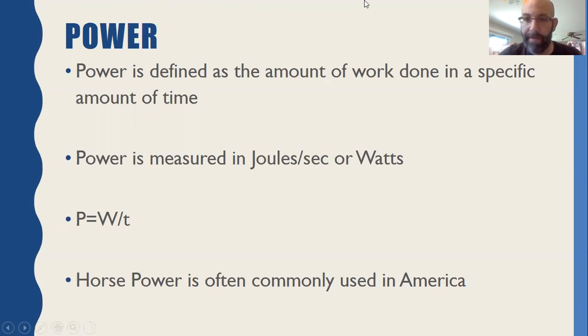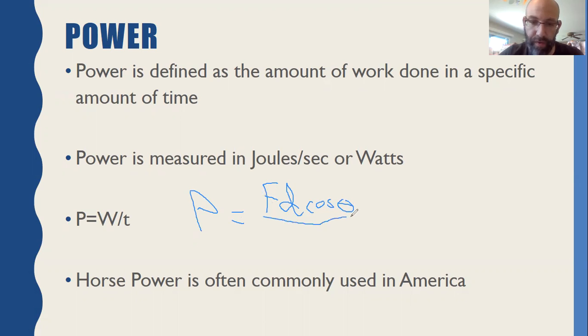We use horsepower in America. You don't have to really worry about any of that stuff. But let me show you this. We can also write it like this, power, and instead of saying work, we know work is force times distance, and sometimes even cosine theta, that's all work over t. All right, so same thing.